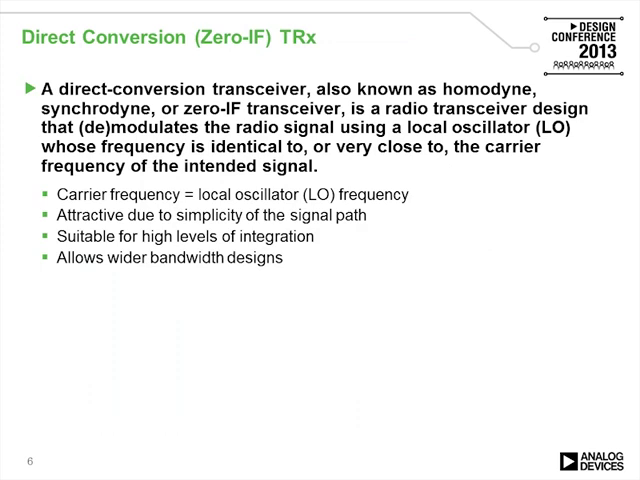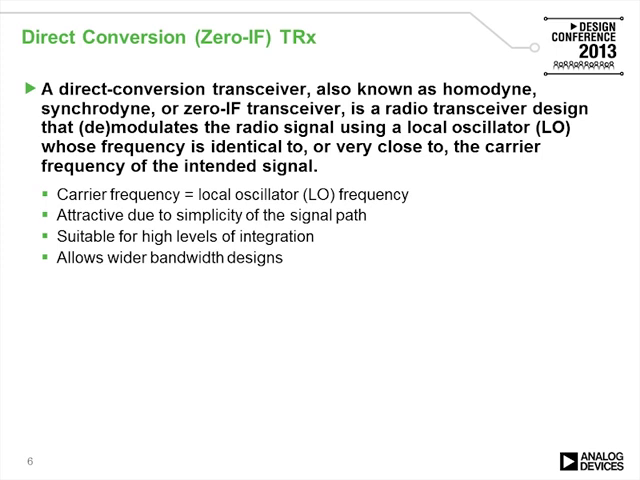So the radio that we looked at before was a direct conversion radio, and these are known by many different names: Homodyne, Synchrodyne, Zero IF. All of these describe the same basic kind of topology, which is a transceiver design that demodulates or modulates the radio signal using a local oscillator, or an LO, whose frequency is identical to or very close to the carrier frequency of the intended signal.